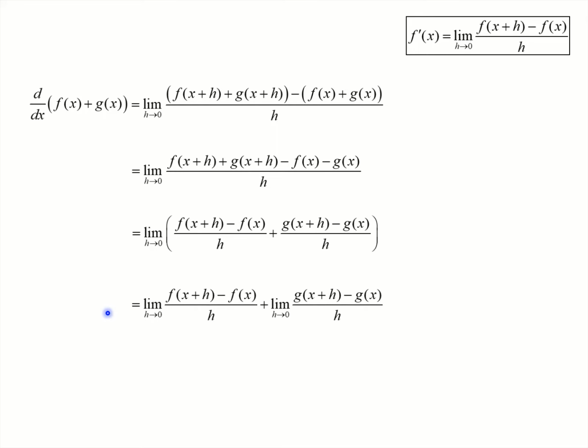So I have that. Now, what does this look like? This right here looks like the derivative of f. Do you see that? And then this guy right here looks like the derivative of g. That's what it is. And we have that right there, f prime plus g prime. The derivative of a sum is the sum of the derivatives. That is what the sum rule says.